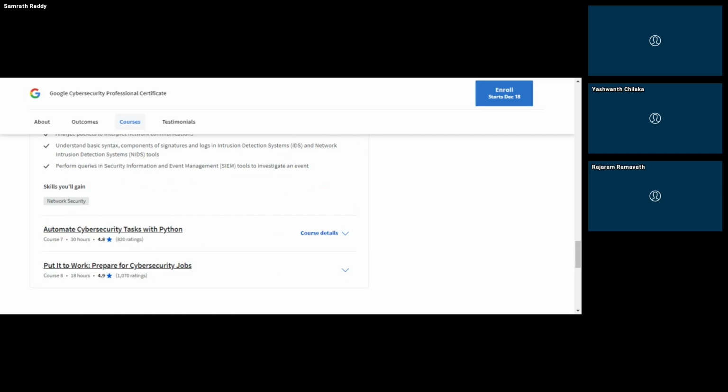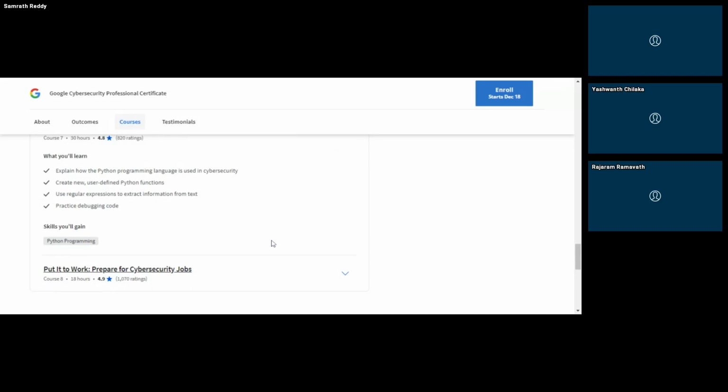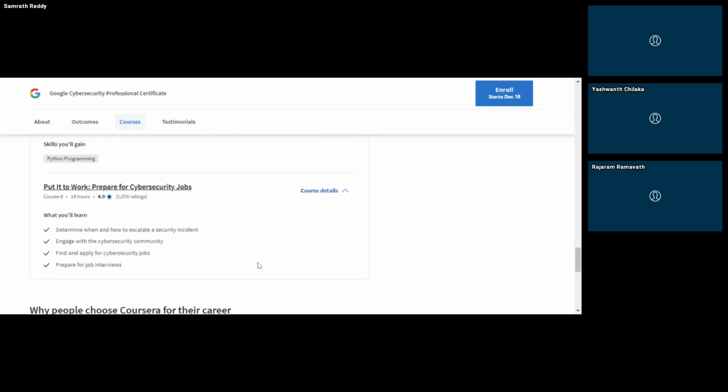So another plus point is that along with Linux, SQL and networking, you will also be learning Python. Simple Python will be taught, and you will have an idea on how to automate the web. So you can even make projects once you learn this course. And coming to the last module, it deals with how to deal with the outside world when you're presenting a report, or applying for a cybersecurity job and even for an interview.